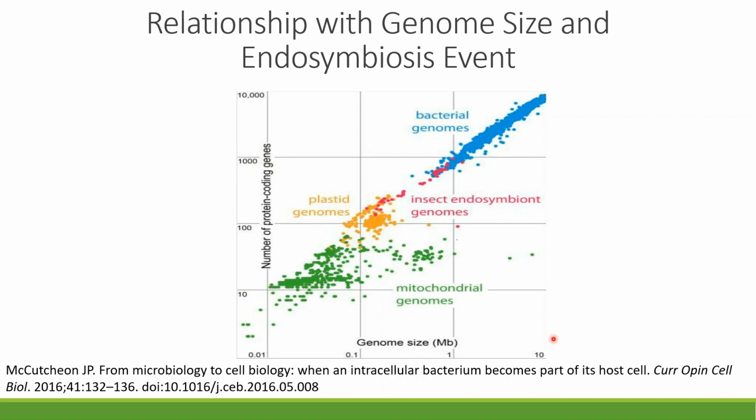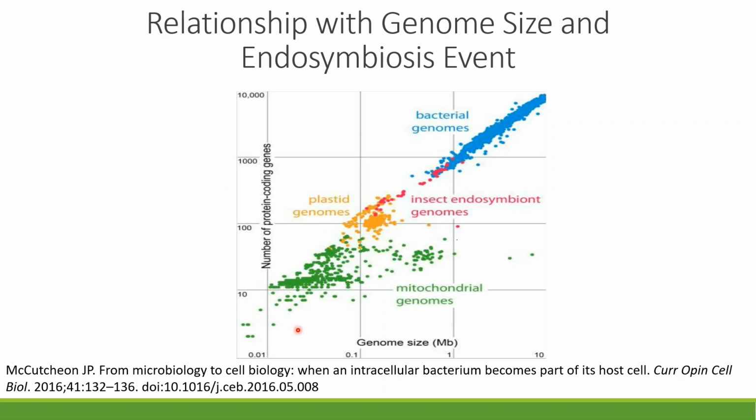And as I said, throughout time, these organisms lose some of the traits they needed to survive on their own, because now they're living inside of another cell. They don't need to hold on to those traits. And what they've noticed is that the longer it's been since the endosymbiotic event occurred, the more genes are lost.